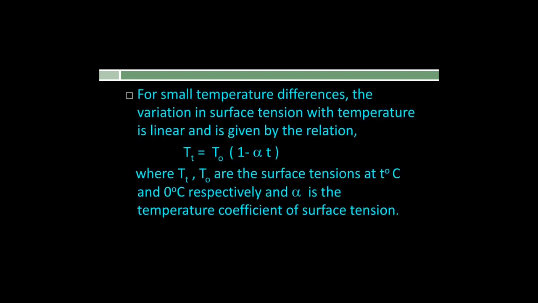For a small temperature difference, or if you are increasing the temperature in a very small range, the variation of surface tension with temperature is linear, and it is given by this relation. The surface tension at any temperature T is equal to the surface tension at 0 degrees times (1 minus alpha T), where alpha is the temperature coefficient of surface tension. Thus, if you are increasing the temperature in a small range, the variation is fairly linear, and as the temperature increases, the surface tension decreases according to this equation.